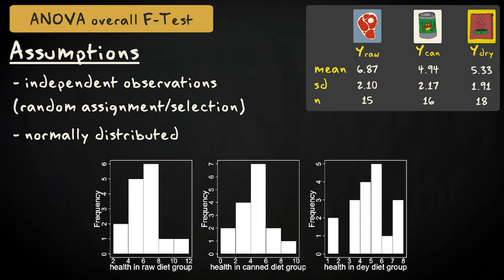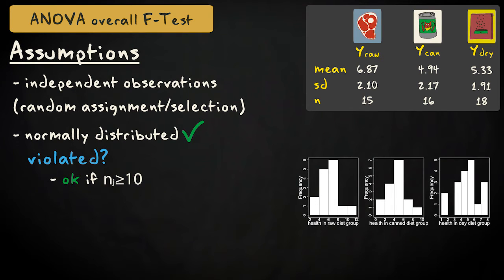Secondly, the response variables should be normally distributed in each group. The histograms in our example look acceptable. Even if they didn't, moderate violation of normality isn't problematic as long as the samples are large enough, say at least 10 observations in each group. If the samples are small and very skewed, you should use a nonparametric test instead.